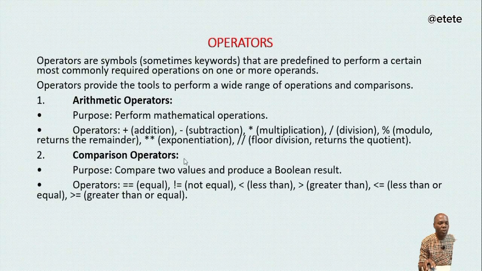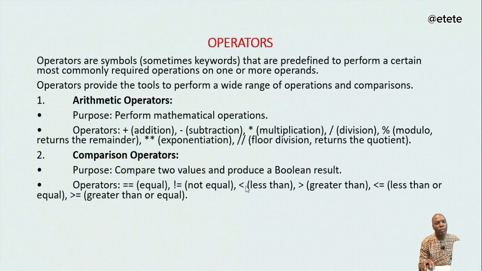We have comparison operators. What is the purpose? Compares two values and produces a Boolean result. And what are these operators? Equal to. This is equal to in Python, not the other one. The other one is the assignment operator. If it is just one equals sign, it's the assignment operator, but two means equal to. Now, when you have an exclamation mark and equals sign, it means not equal to.